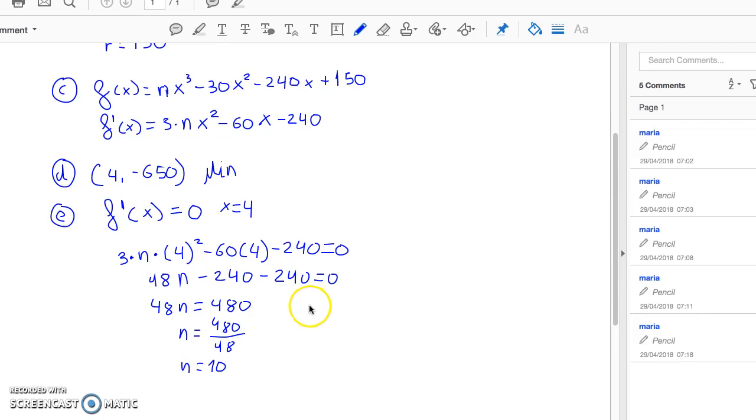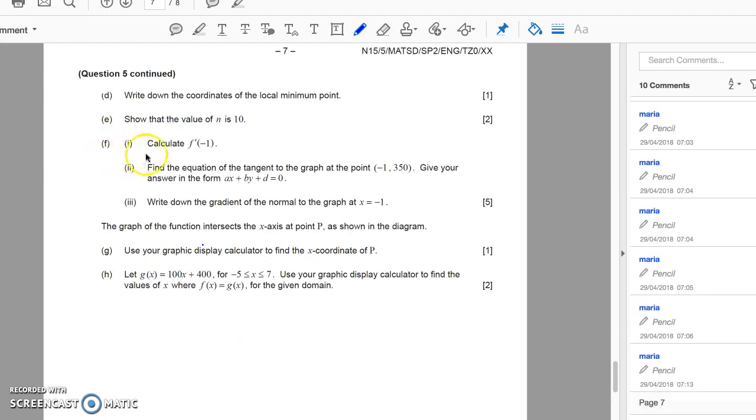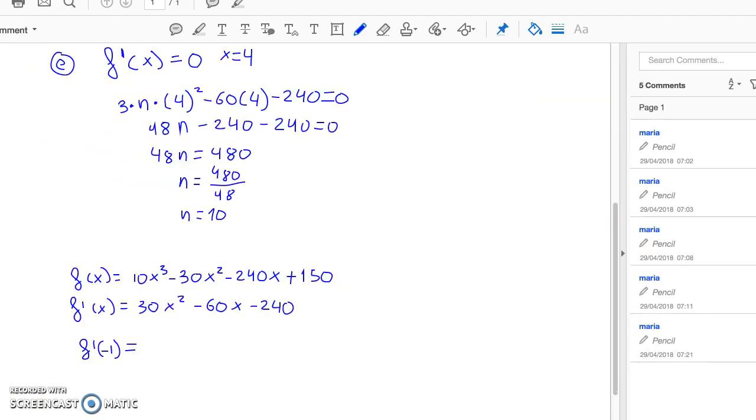So I just need to do all the multiplications, put the numbers to the other side, and finally divide by 48. And I can see that n is 10 as I needed to show. Next question F, calculate the derivative in -1. Remember that I now know all the variables, so I can put values to all the coefficients for the function, and the same thing for the derivative.